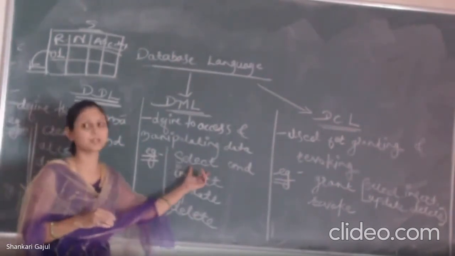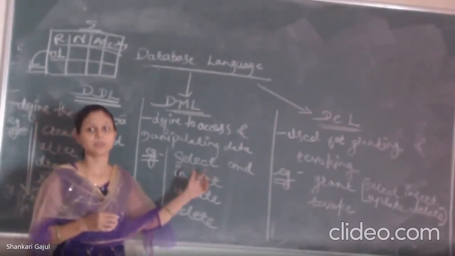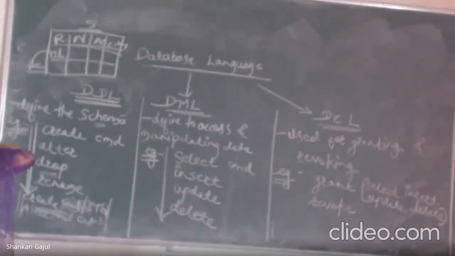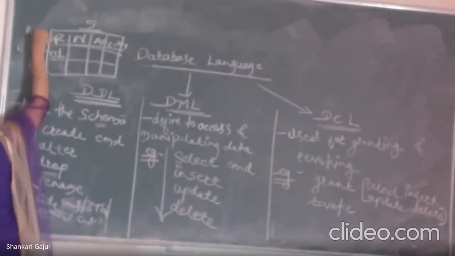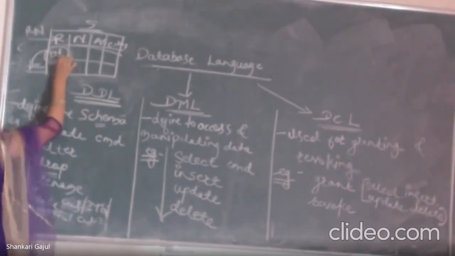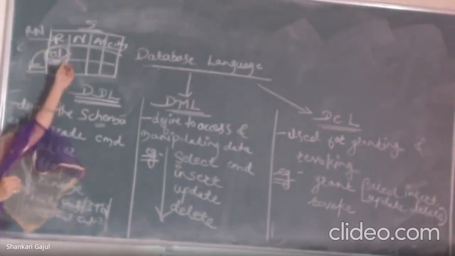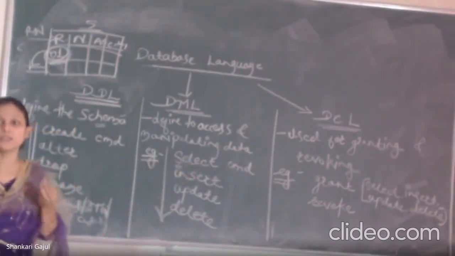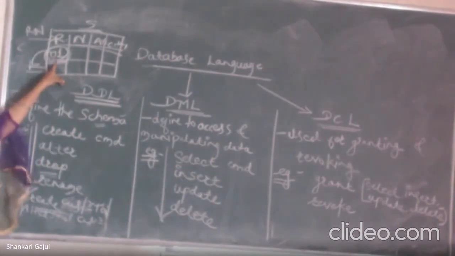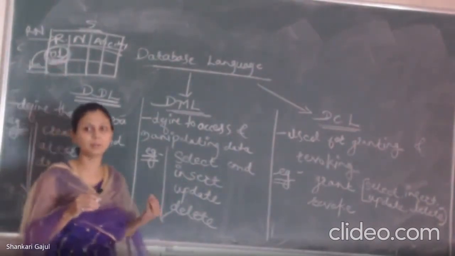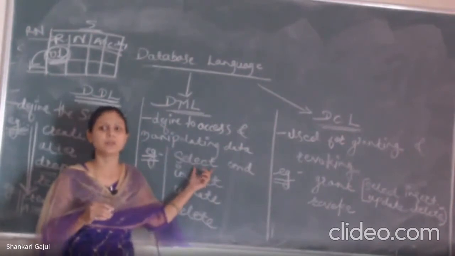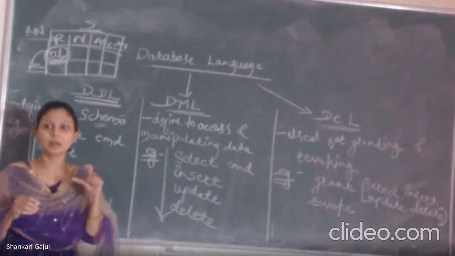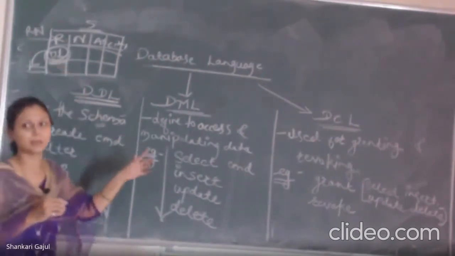The first operation is the select operation. So this select operation is to select the particular record. So this is my record name and this is the actual value. So the select command is used to select or retrieve the particular record from the database. Okay? So for that purpose, the select command is used. Select command is used to select or read the particular record from the table.